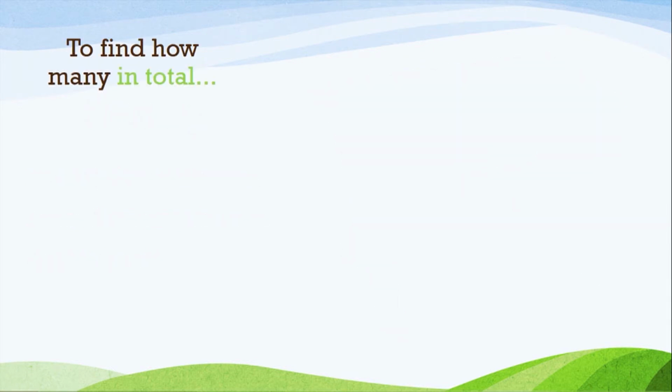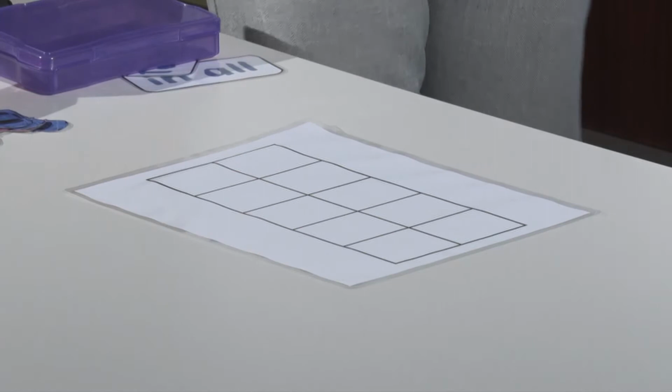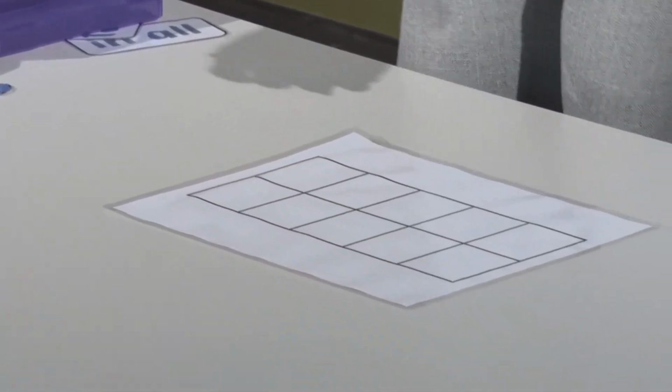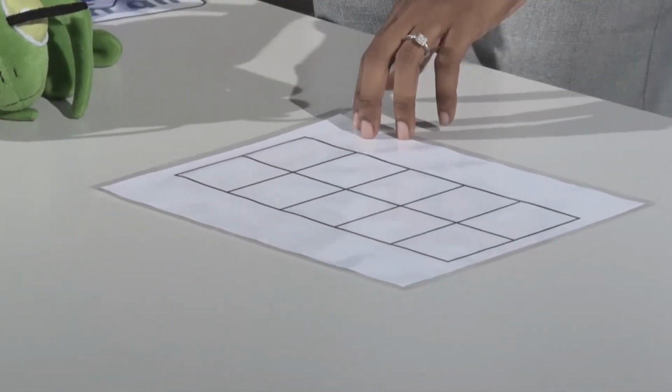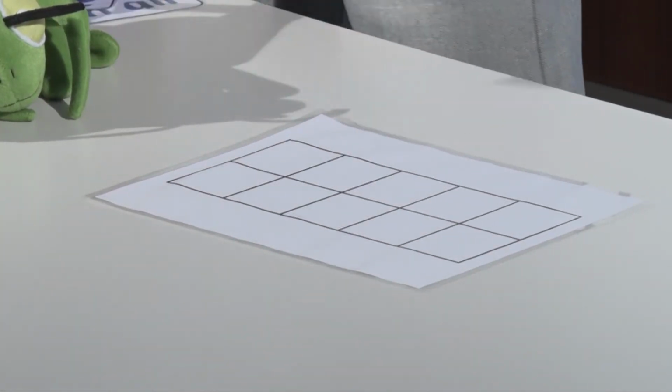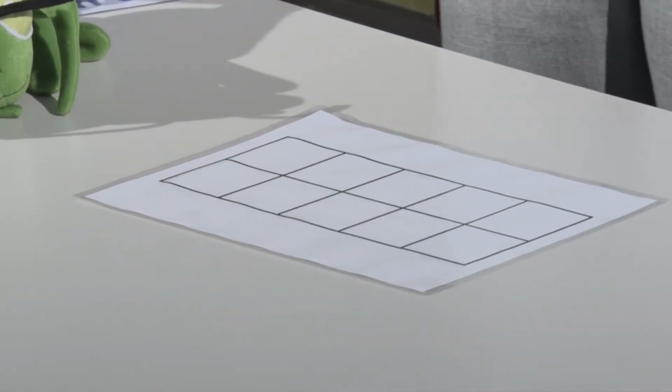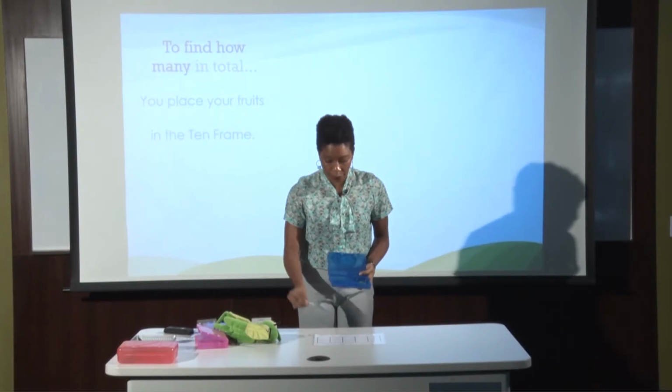To find how many in total, you place your fruits in the 10 frame. You may not have a 10 frame at home as yet, but you can work with me and Charlie as we use our 10 frame. So we have 5 limes and 1 banana. We place our limes and banana in the 10 frame.